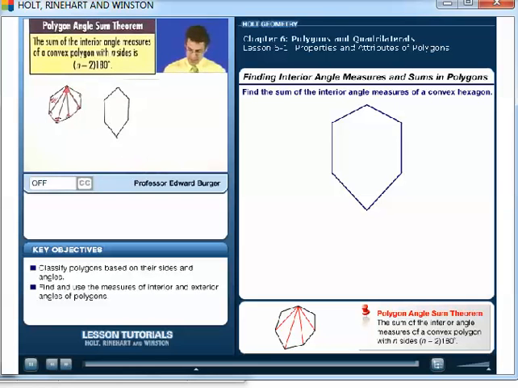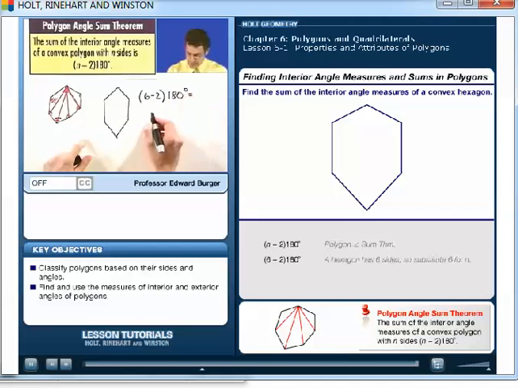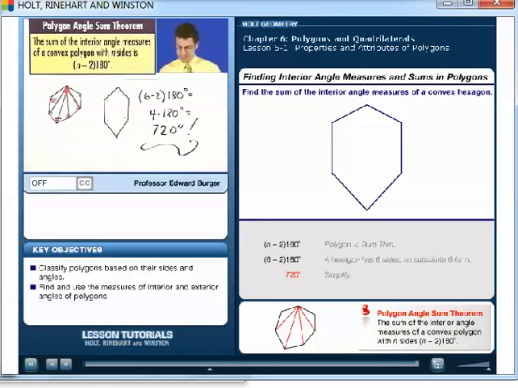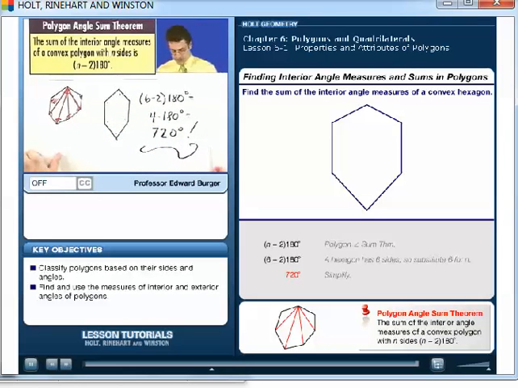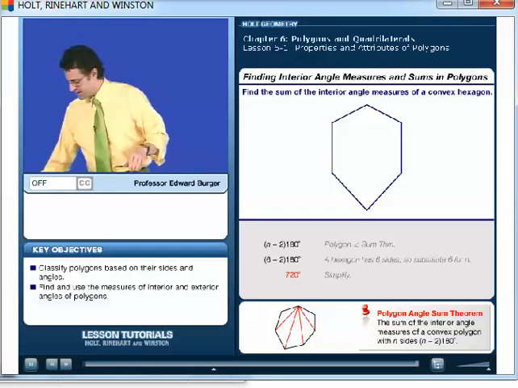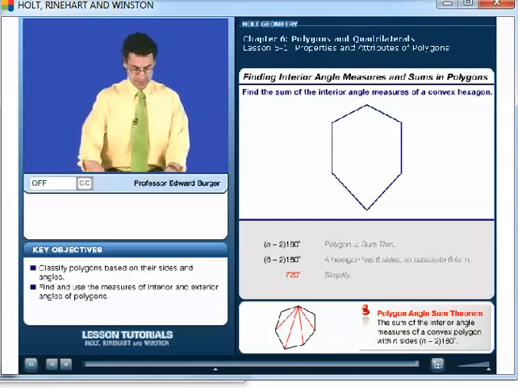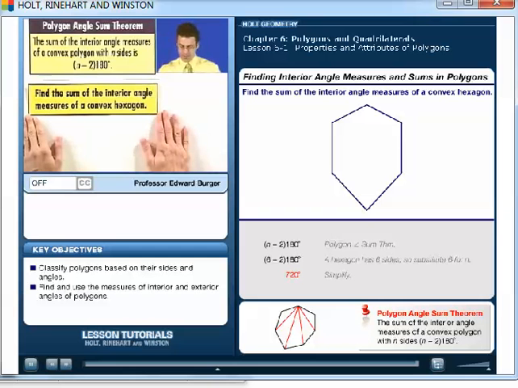No matter how I've drawn it, what's the answer going to be? Well, I see that I have 6 sides, and so I have 6 minus 2 times 180 degrees. And what does that equal? Well, that equals 4 times 180 degrees, which equals 720 degrees. So the total sum of all those angles is 720 degrees. Really, really cool. So let's take a look at some examples together and see this happening live. So let's find the sum of the interior angle measures of a convex hexagon. Well, that's what we just did, in fact. So you already know the answer to that. That's 720 degrees.